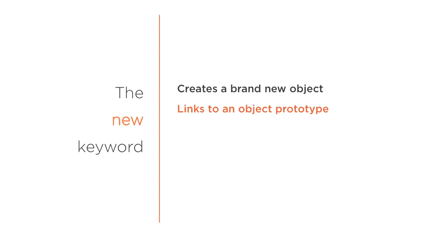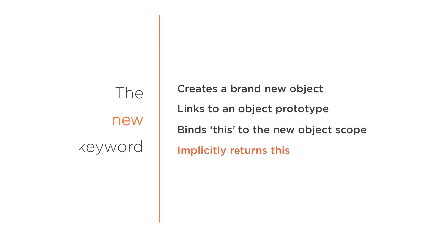It's also going to link that object to an object prototype. If you're surfing the internet and you start looking at prototypes, it says that it inherits from or things like that. That's not really the case. It links to that object prototype, and we'll talk specifically about that in just a little bit. It binds this to the new object scope. We'll talk about the this keyword and how that works, but it creates a new this and binds it to the object scope. And the last thing is it actually returns this.